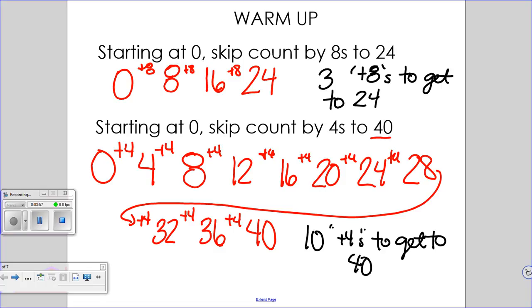So we're gonna learn another way that's a little quicker, because sometimes when we skip count, it can take a long time, especially if we have a lot of numbers to do, like 100. So we're gonna learn equal groups today, and you recognize that from your homework. That's what your homework is tonight.